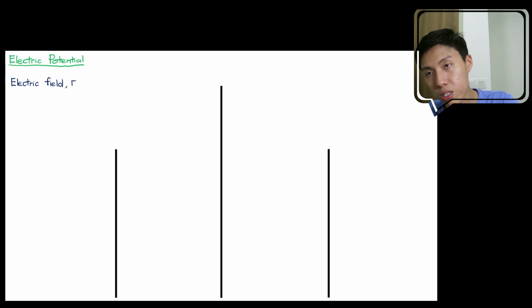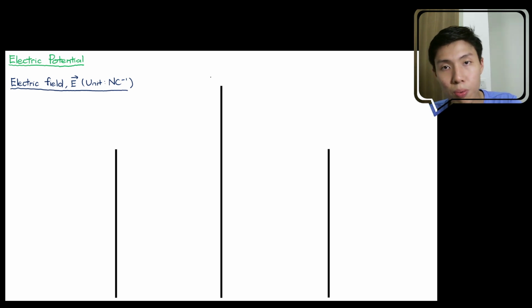So electric field, the symbol is E. Then the unit for electric field is Newton per Coulomb. Okay, so this is what we learned in section 1 when we learned about electric field and electric force. So I'm going to draw parallel between these two things. So I'm going to compare it, okay, in between this and also electric potential.